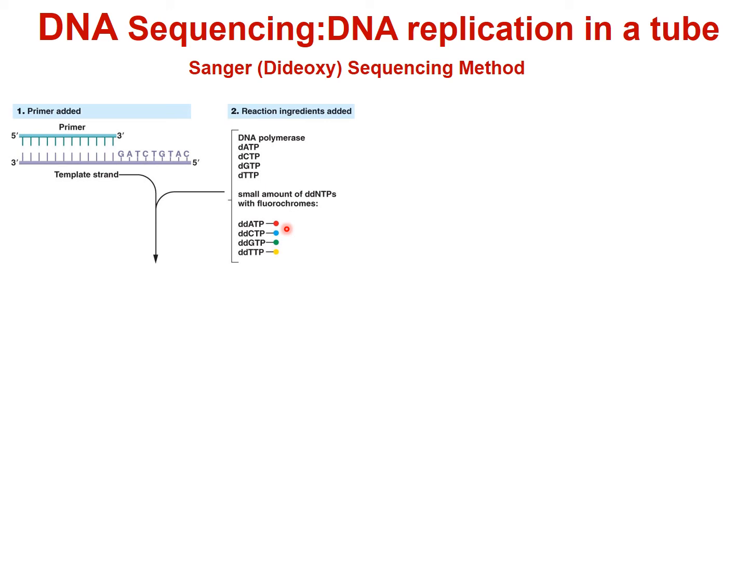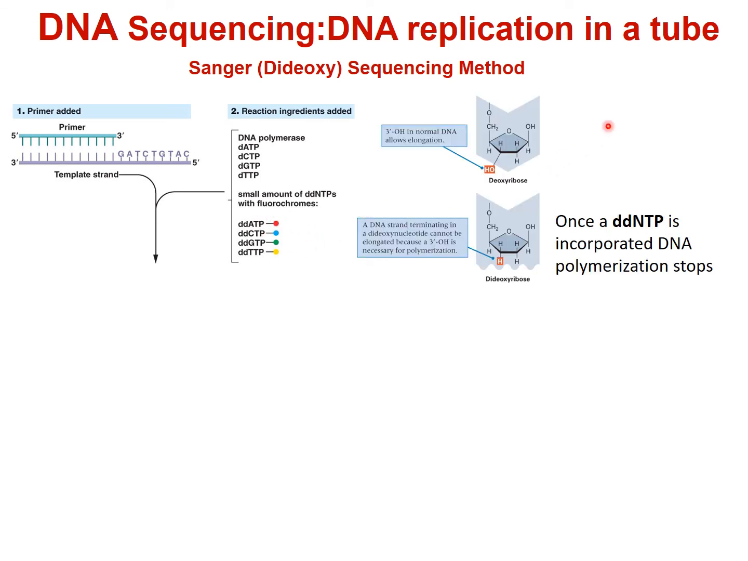And then each one of those is going to have a fluorophore attached to it that's a different color. So when the chain gets terminated, we'll be able to detect which nucleotide was the last one incorporated. Okay, so why are these important?